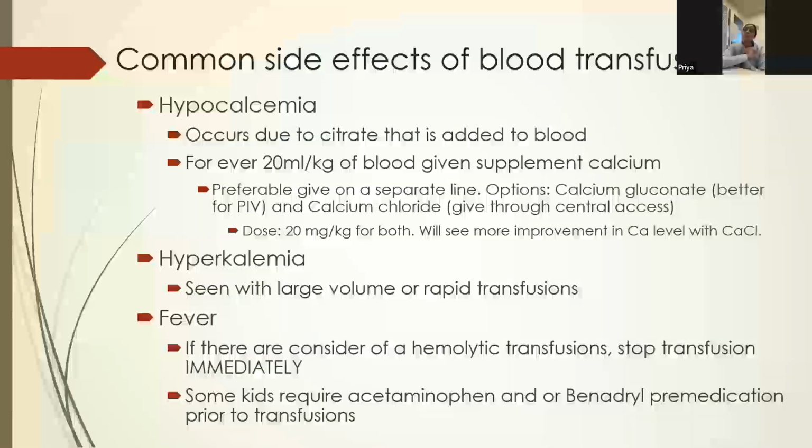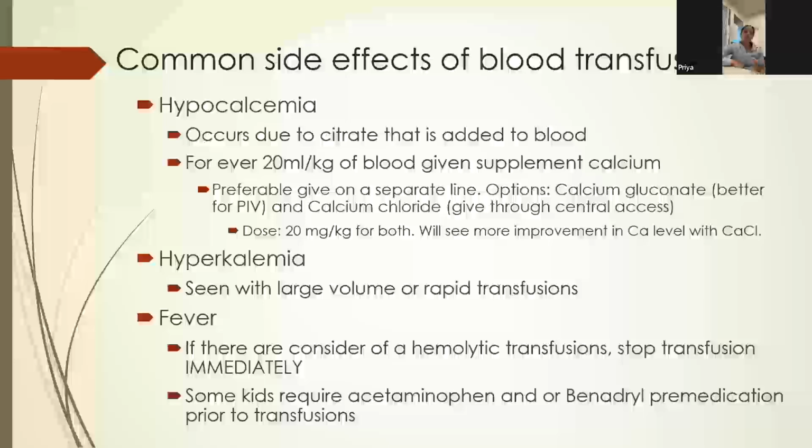So often we say for every 20 mils per kilo of blood that is given, you need to give supplemental calcium. Often you want to give it on a separate line or flush that tubing of blood and then give calcium. So you don't want to give it with the blood, you want to give it separately. There are two different forms of calcium that are generally available, calcium gluconate and calcium chloride. We tend to give calcium gluconate peripherally, and calcium chloride we prefer to give centrally. You'll get more bang for your buck with the calcium chloride, meaning a bigger bump in your calcium level, but peripherally it can be irritating to the vasculature. So be cautious if you give calcium chloride peripherally.